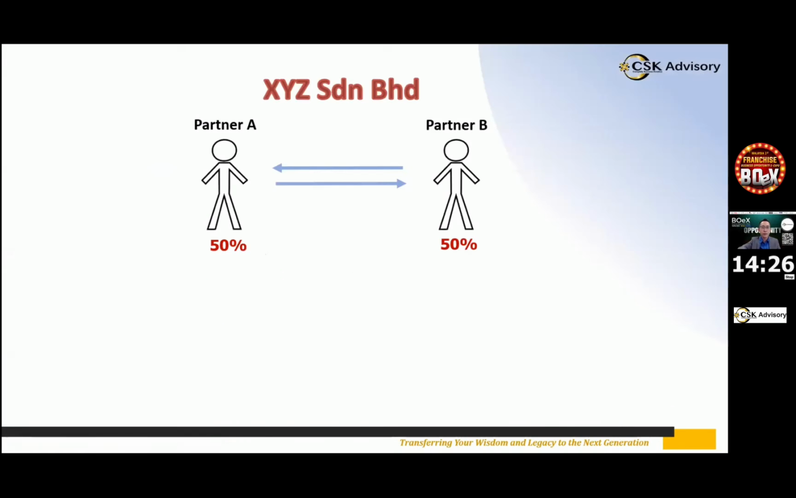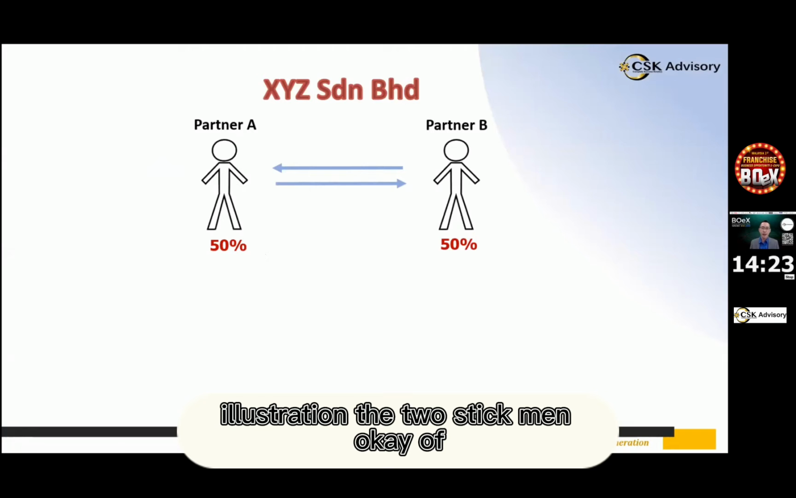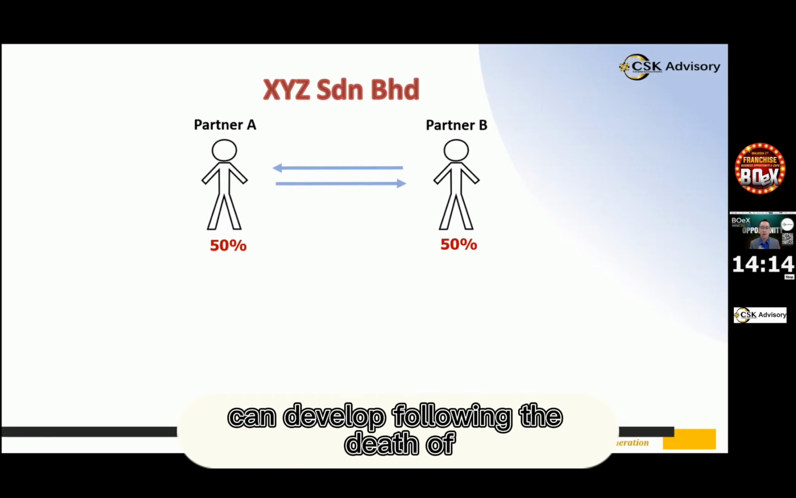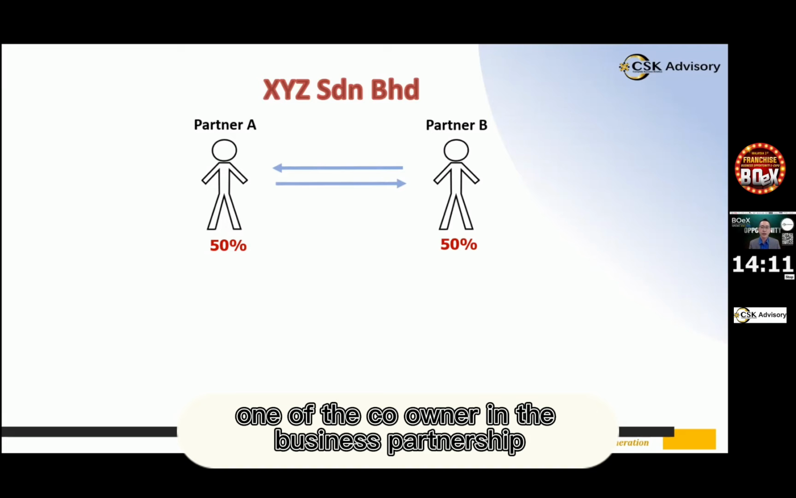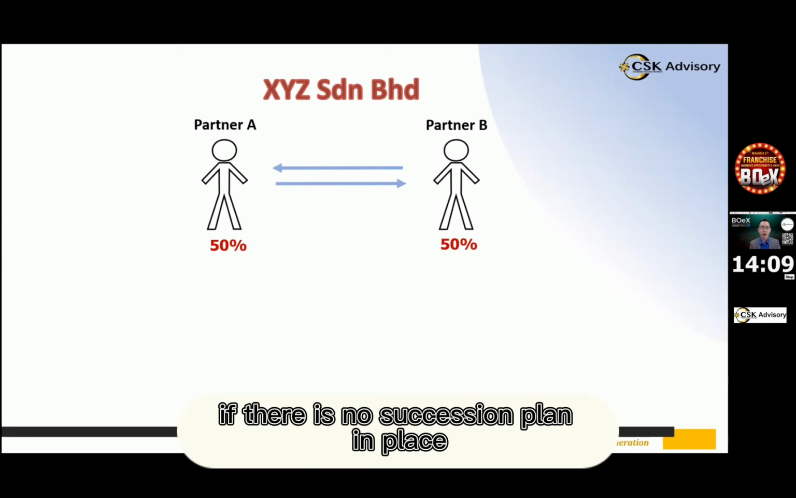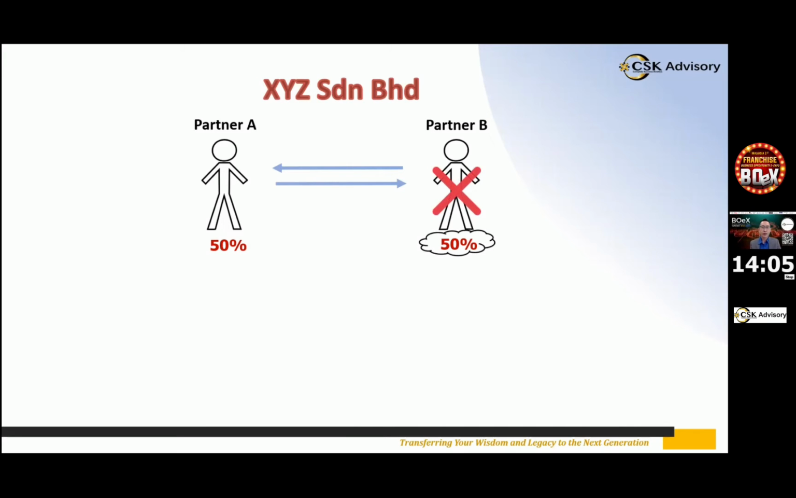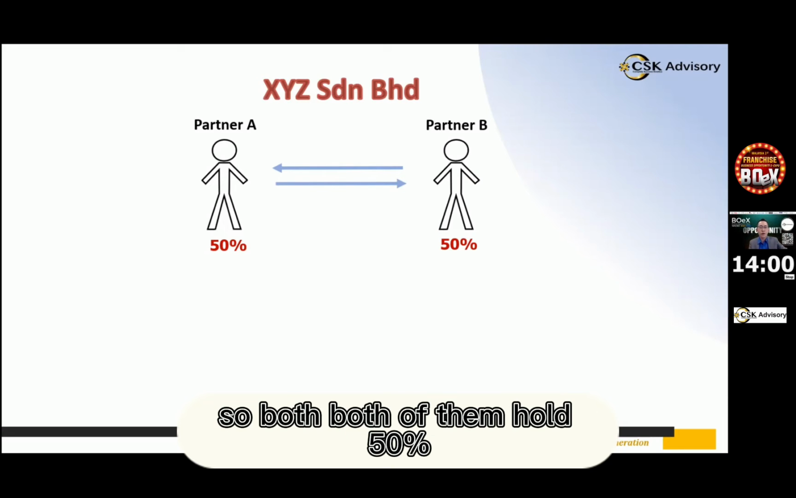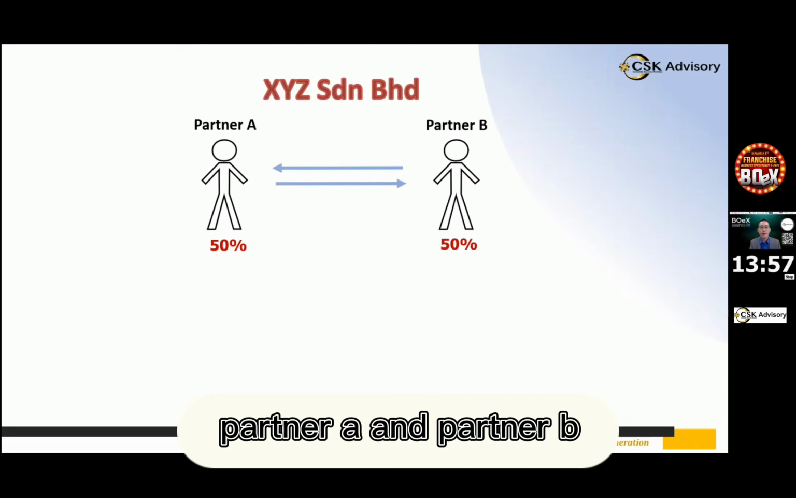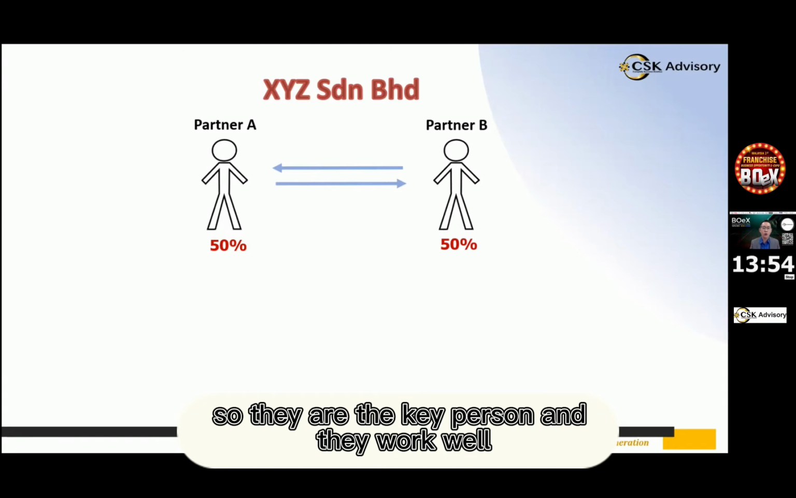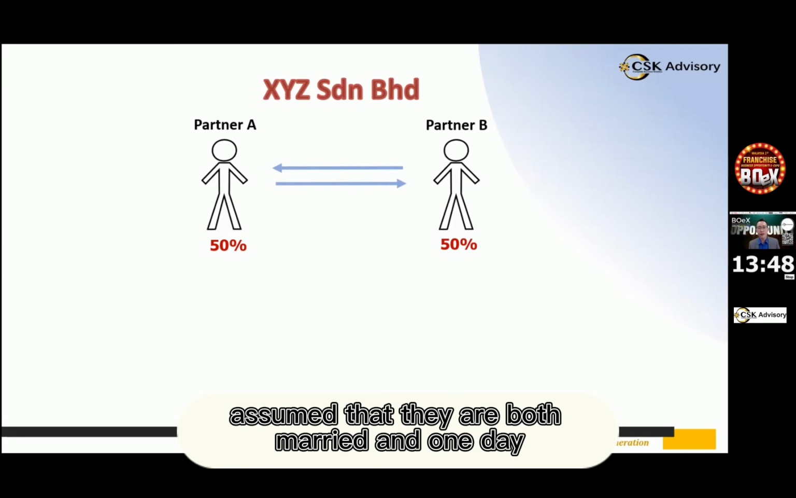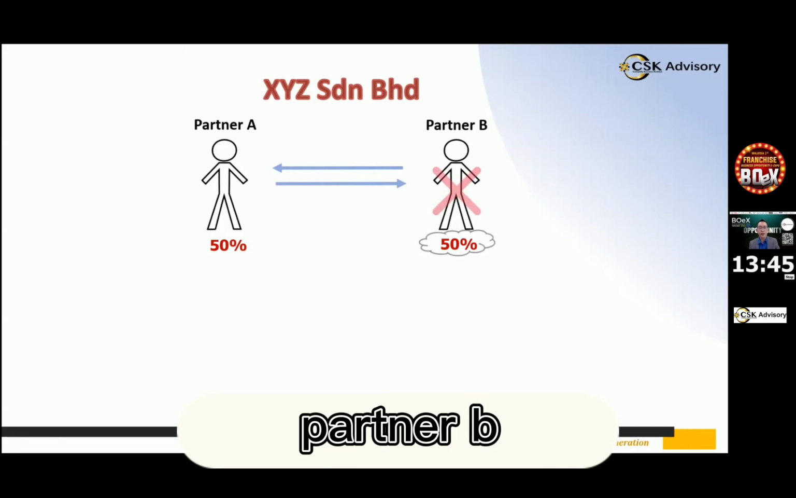So today's short session will bring our focus to partnership business that have 2 or more co-owners. Now, let me use a very simple illustration, the 2 stick men, of showing how potential problems can develop following the death of one of the co-owners in a business partnership if there is no succession plan in place. Say, XYZ is an established business partnership with 2 equal shareholding partners. Both of them hold 50-50%, partner A and partner B. They are the key persons and they have worked well with each other all this while. Assume that they are both married, and one day partner B dies.